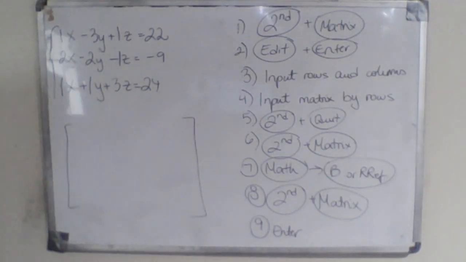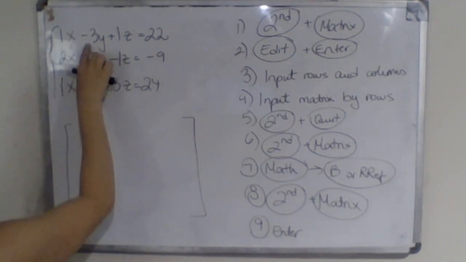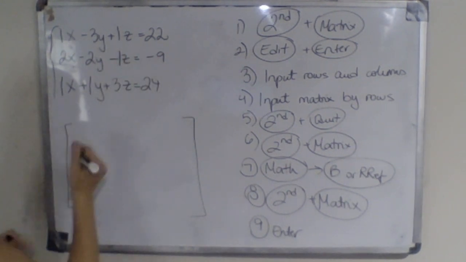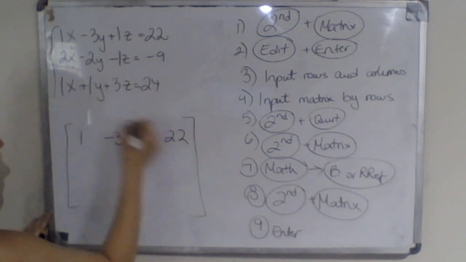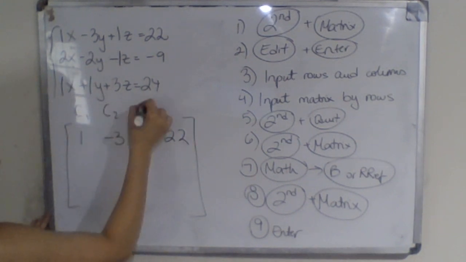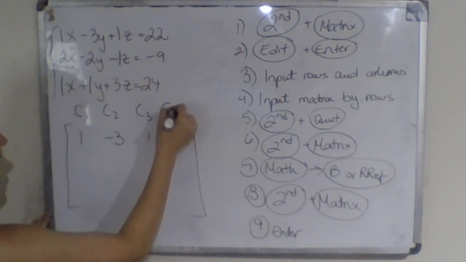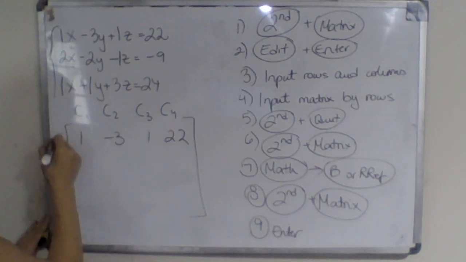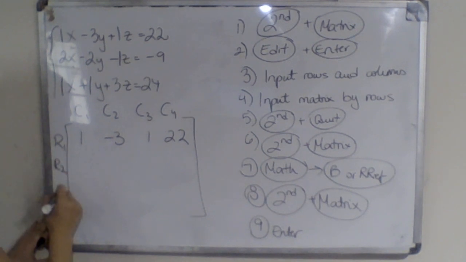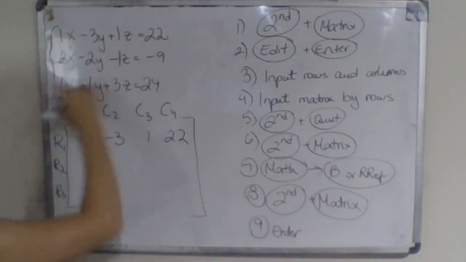So let's write our matrix by rows. We're going to go 1, negative 3, 1, 22. And we said we named these columns. They're not in the calculator like this, but you have 4 columns because we put in 4 numbers. And we named these rows. And we only have 3 rows because we have 3 equations.